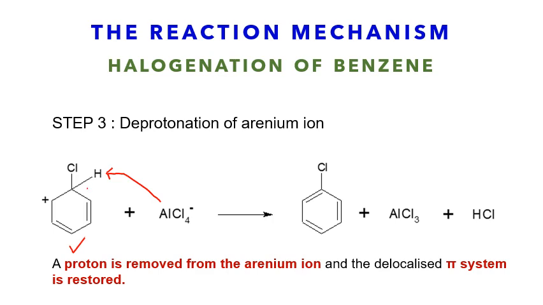and restores the pi system in the benzene ring by moving the bonding pair inside the benzene ring. So now we have produced this product, a chlorobenzene, which is stable with its pi system restored. And we also get back the aluminium trichloride, which is the Lewis acid catalyst, as well as the HCl.